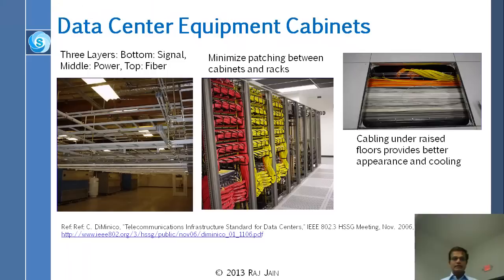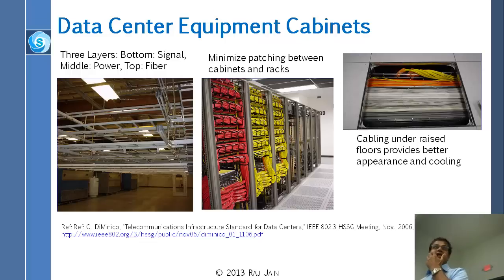And the equipment actually looks much neater. So here you can see the rack. In the back of the rack, they have the cables, which might even be color coded, and they are very neatly arranged. Some of the cables, after they come out of the rack, go to the top, and there are 3 layers. You can see 3 layers. The bottom layer is signaling, the middle layer is power, and the top layer is fiber.